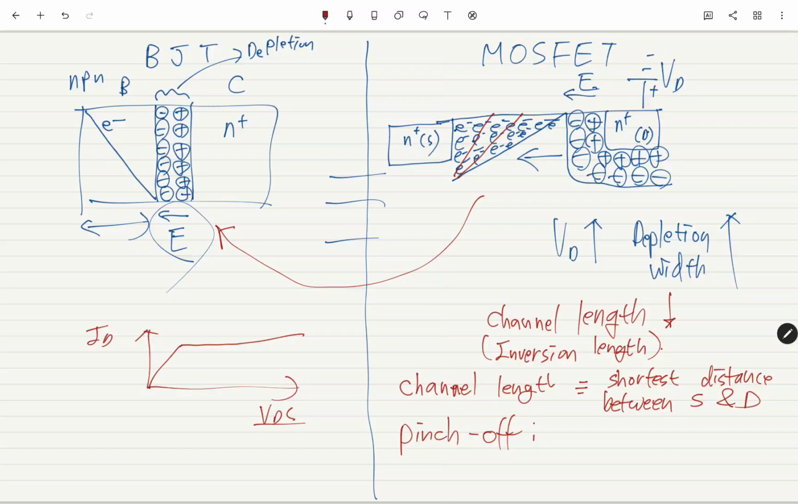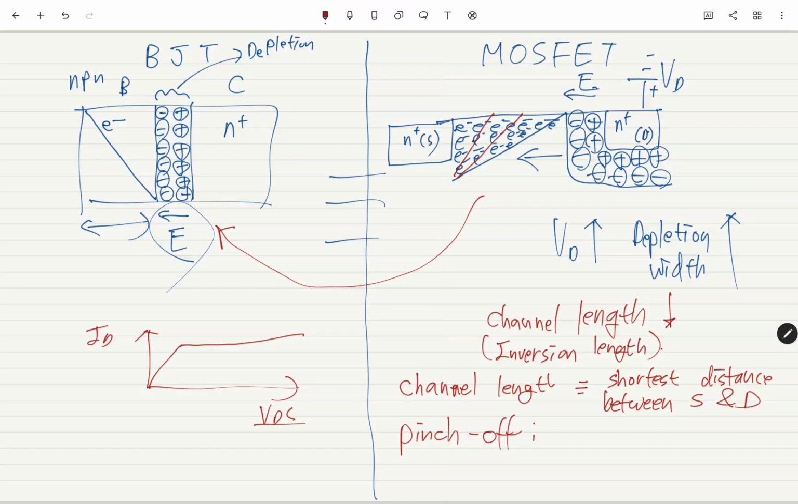But please guess about the MOSFET case. The channel length becomes shorter and shorter as VDS increases. So by changing VDS, we can modulate, we can adjust, we can change what? The channel length, right? Therefore, in MOSFET case, we say channel length modulation. Channel length modulation leads to slight increase in ID. Okay?